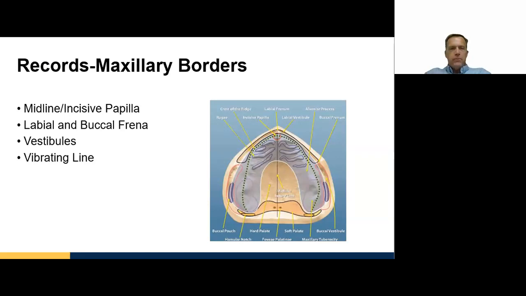As you know, we want to cover as much stable tissue as possible. So you want to make sure you get to the borders of where the mobile tissue starts. In other words, on the maxilla, we need to get past the vibrating line, past the tuberosities. We need to make sure we get into the vestibule. That's really important. Things like the vibrating line are hard to pick up on the model, so if you mark it on your impression, that really helps your laboratory.